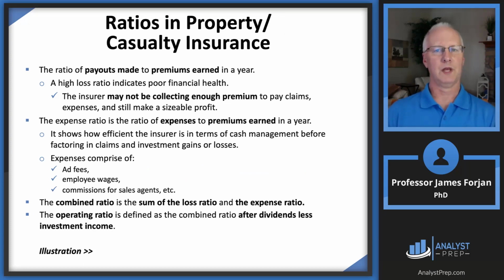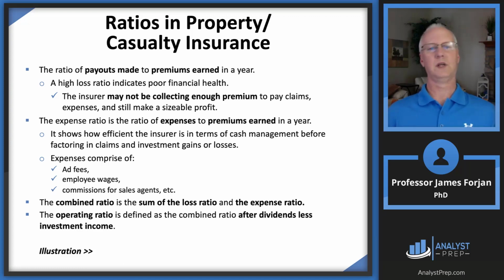How about some ratios in property and casualty insurance? So let's take a look at the loss ratio, which is the payouts made to premiums earned during the course of the year. So think about what that means. Payouts made, suppose that's 10, and premiums earned, suppose that's 1. Well, that's not a very good ratio. How about payouts made 10, premiums earned 100 or 1,000? Well, that's good. So what do I have there in that first circle point? A high loss ratio indicates poor financial health for the insurance company, so they might not be collecting enough premiums to pay the claims or their expenses to make a profit.